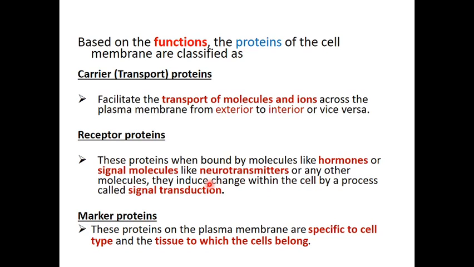Okay, and there are other categories of proteins. You can call them marker proteins. Based on these proteins of the plasma membrane, you can identify the cell type or the tissue which that cell belongs to. That means these proteins are specific to the cell type, so that is how you can call them marker proteins.